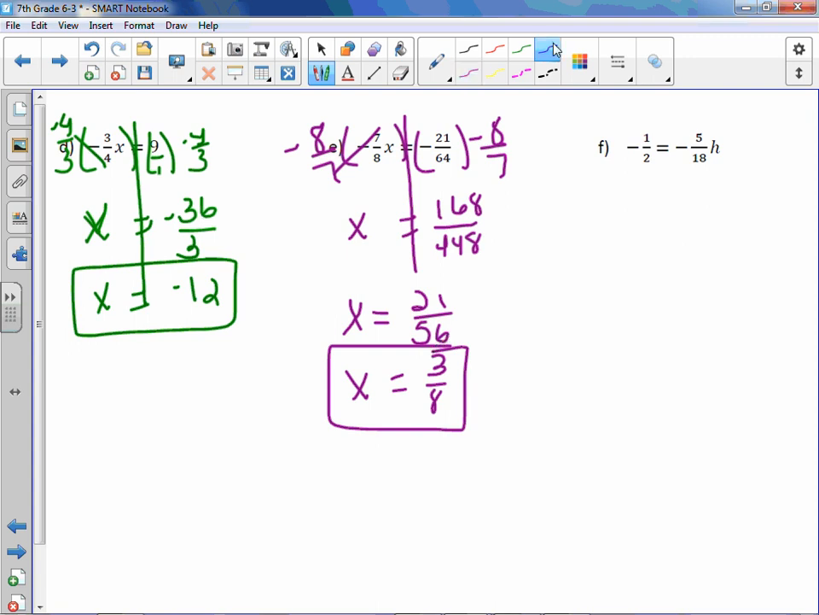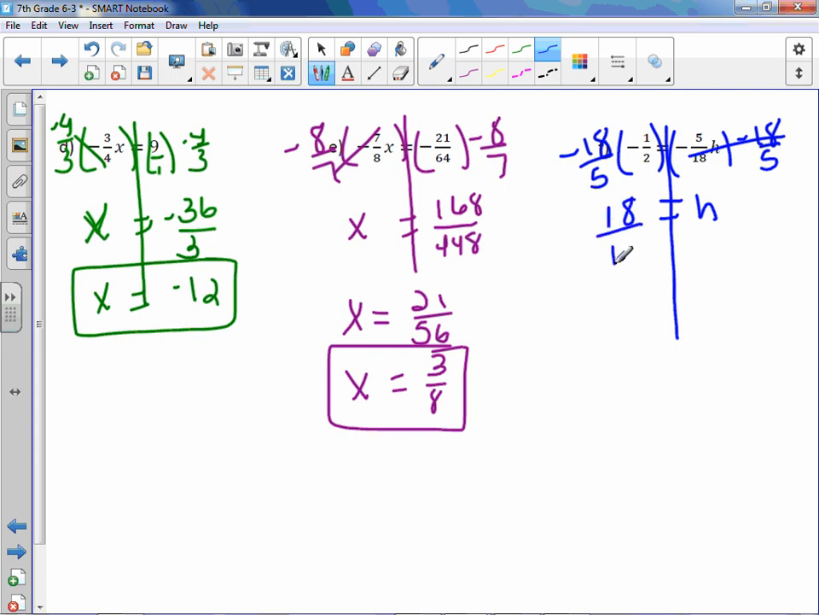Letter F. Negative 1/2 equals negative 5/18 h. Multiply by the reciprocal, which is negative 18 over 5. Those cancel and leave you with h. Negative 18 times negative 1 is positive 18, and 5 times 2 is 10.